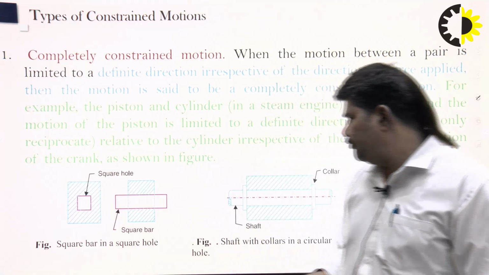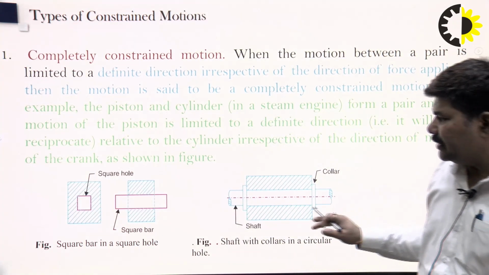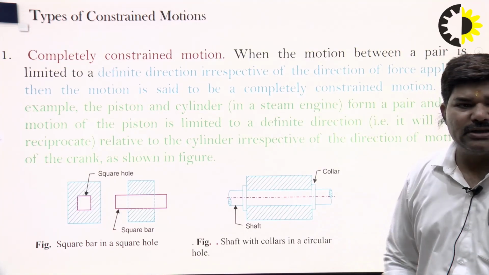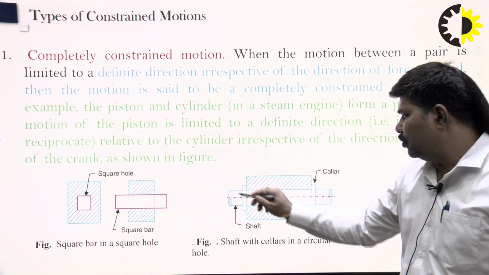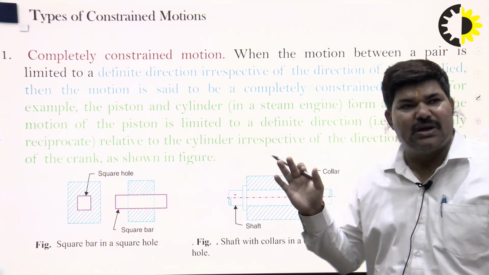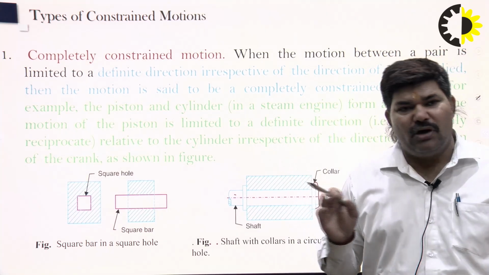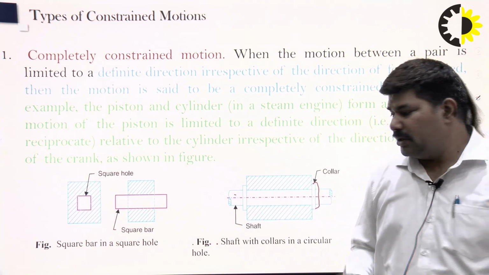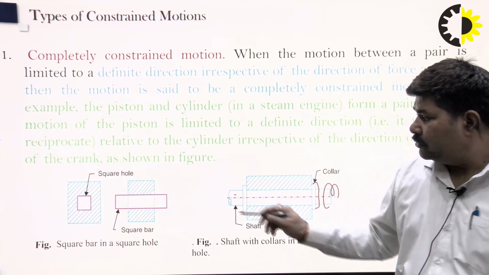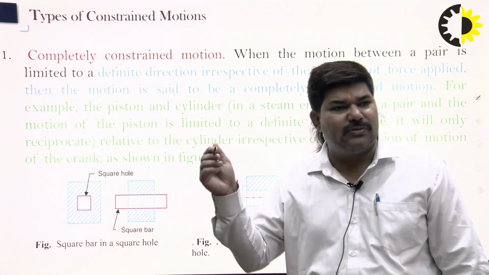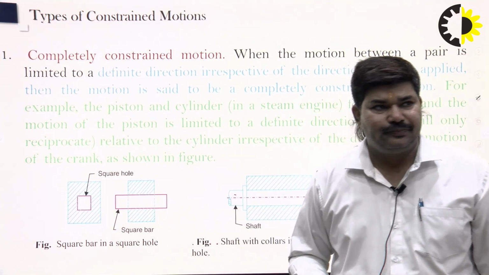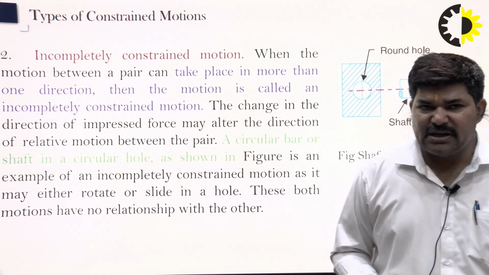You can see in this figure the shaft with the collar in the circular hole. These are the circular hole and the shaft, and these are the collars, both fixed. When force is applied, only one definite direction of motion is possible, so it only rotates about this axis. In this one, only sliding is possible, the sliding motion of the square bar in the square hole. So this is completely constrained motion.